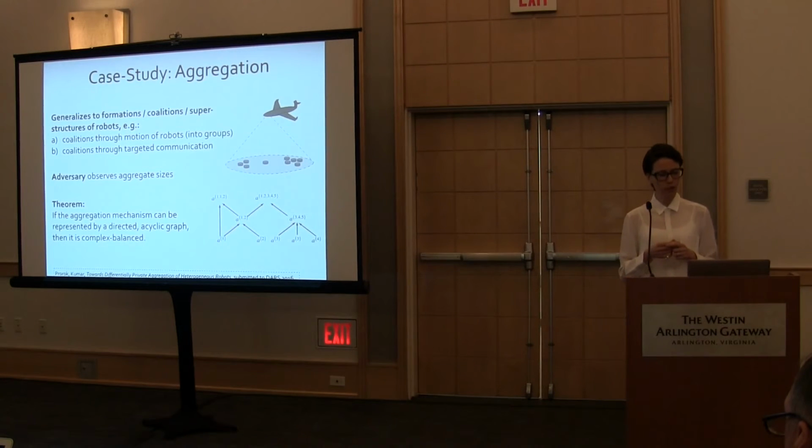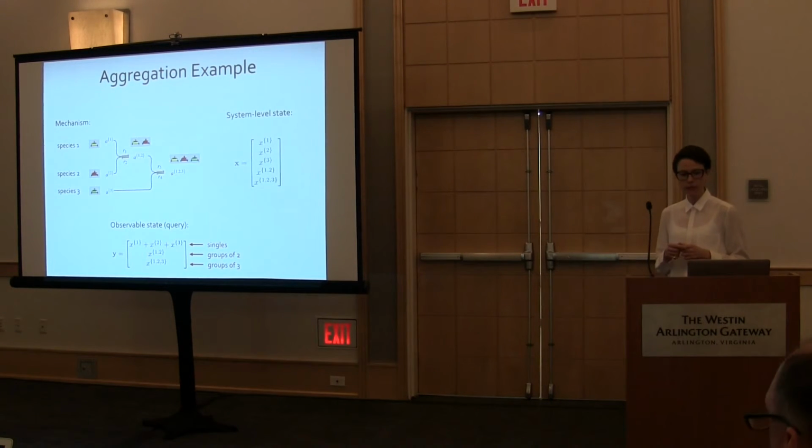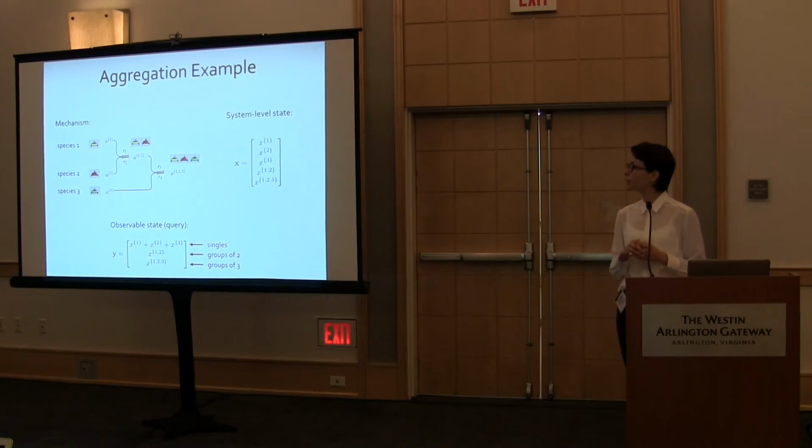And so we can demonstrate that any aggregation mechanism that can be represented by a directed acyclic graph is complex balanced. So now let me show you an actual example of an aggregation mechanism, and then I'll show you a couple of results based on this.